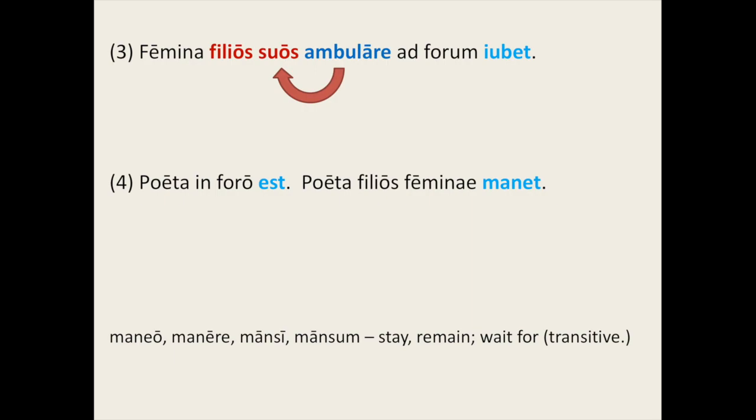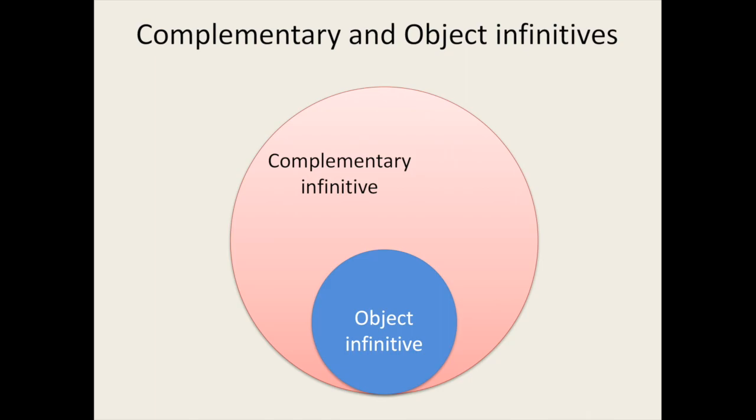The subject of ambulare is filios suos, so we can think of filios suos ambulare as one large object block. Ambulare is the object of the verb iubet and also completes the meaning of the verb iubet. It is what we call an object infinitive. We can think of the object infinitive as a specific case of the complementary infinitive.